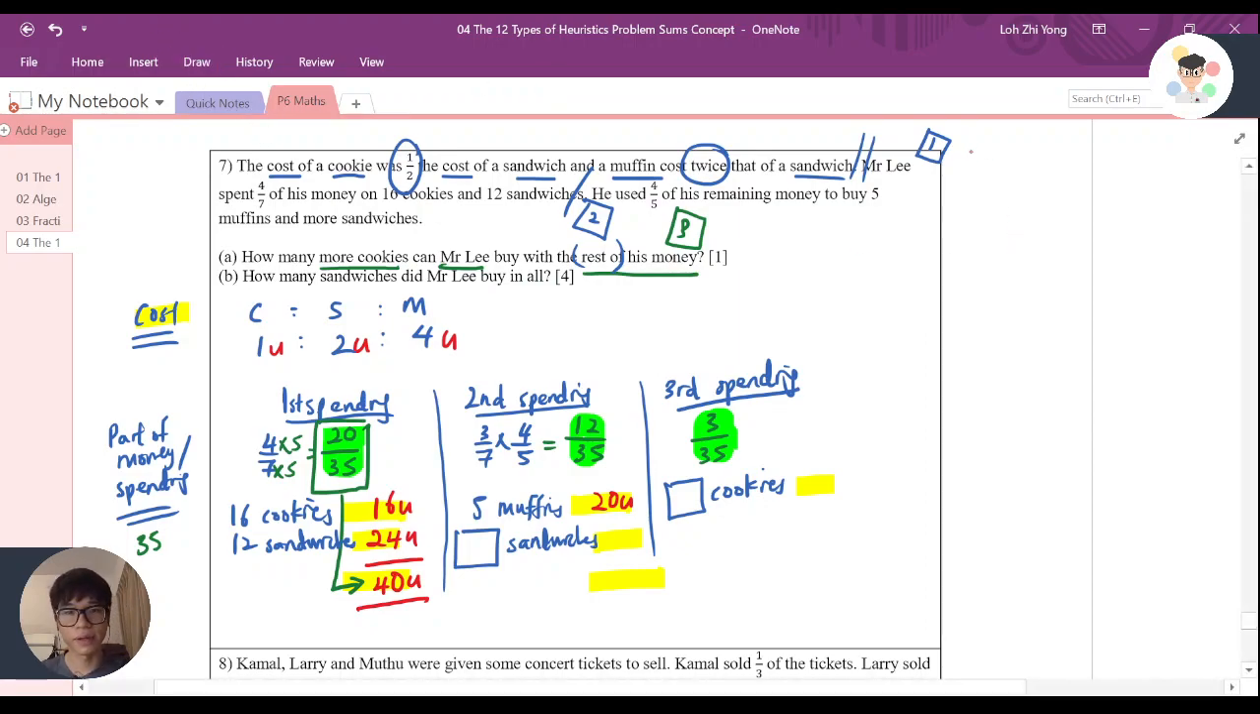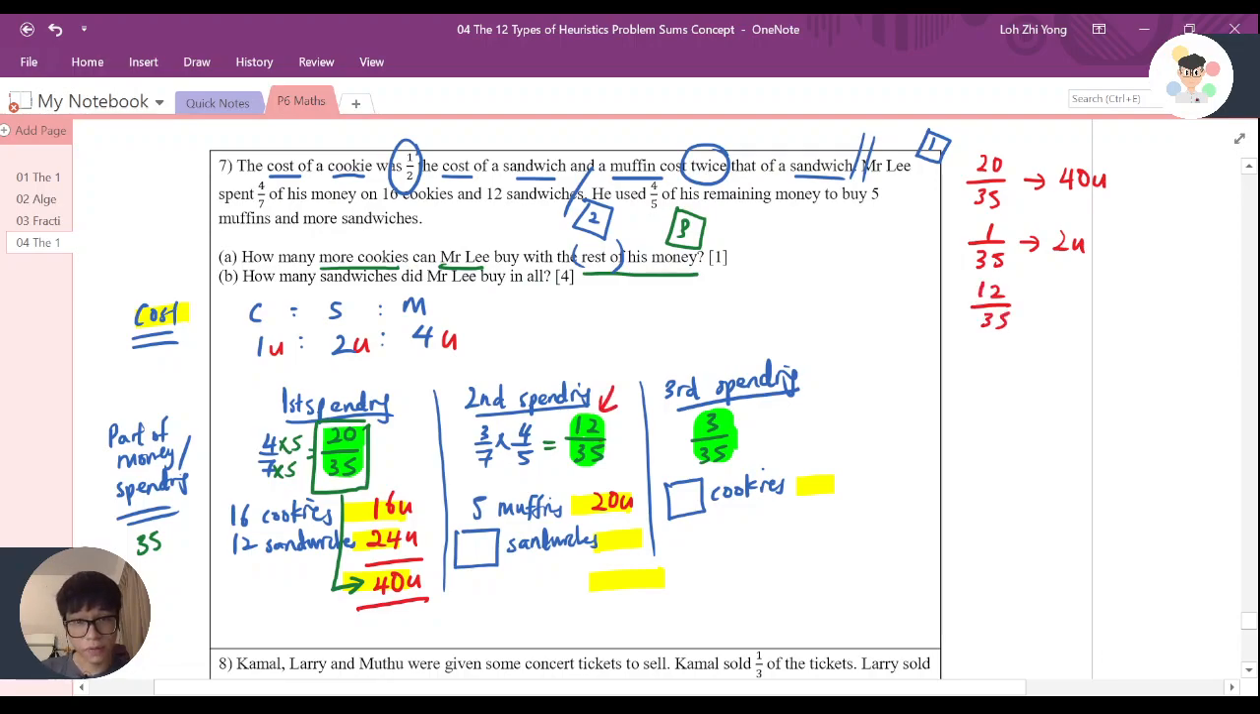So let's try to write down here. I know 20 over 35 is equal to 40 unit, right? So 1 over 35 will be 40 divided by 20, so I know it's equal to 2 unit. Then if I want to know the total amount of money, it will be 35 times 2 unit. But I don't need to find that. Let's try to find how about 12 over 35?